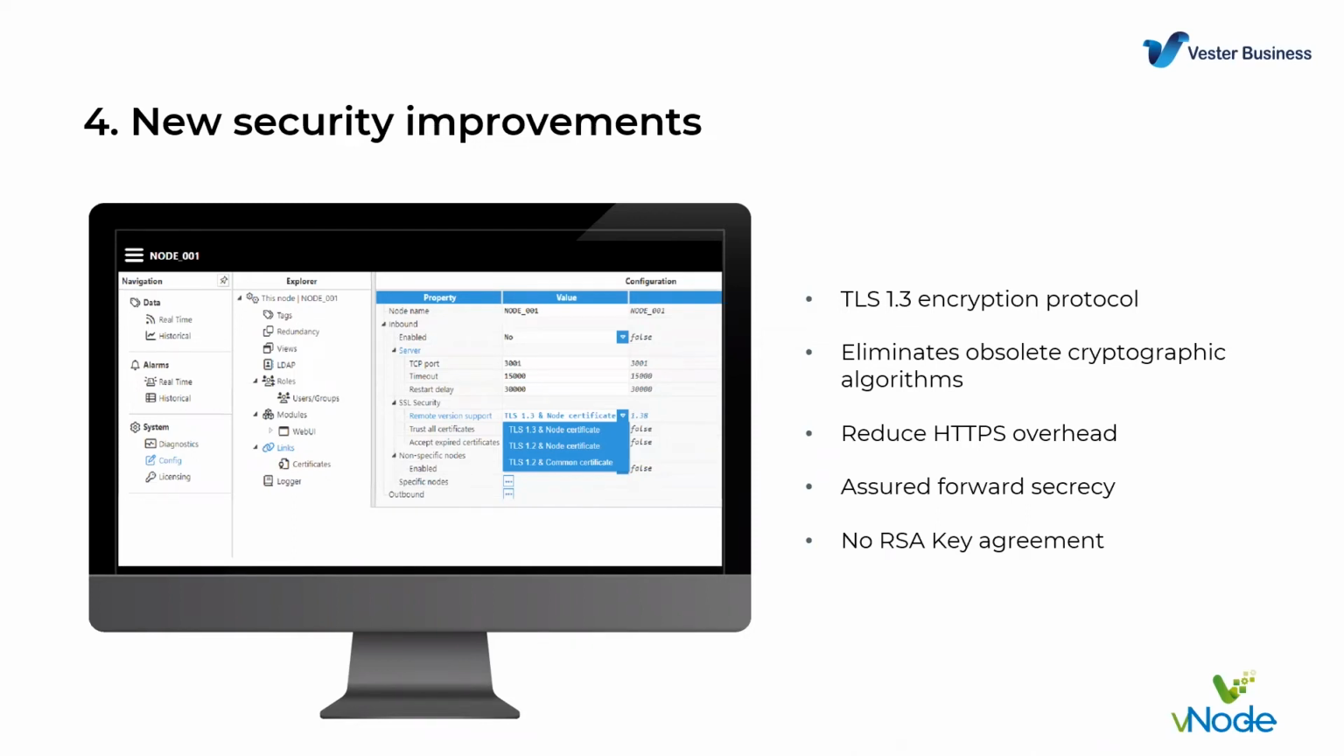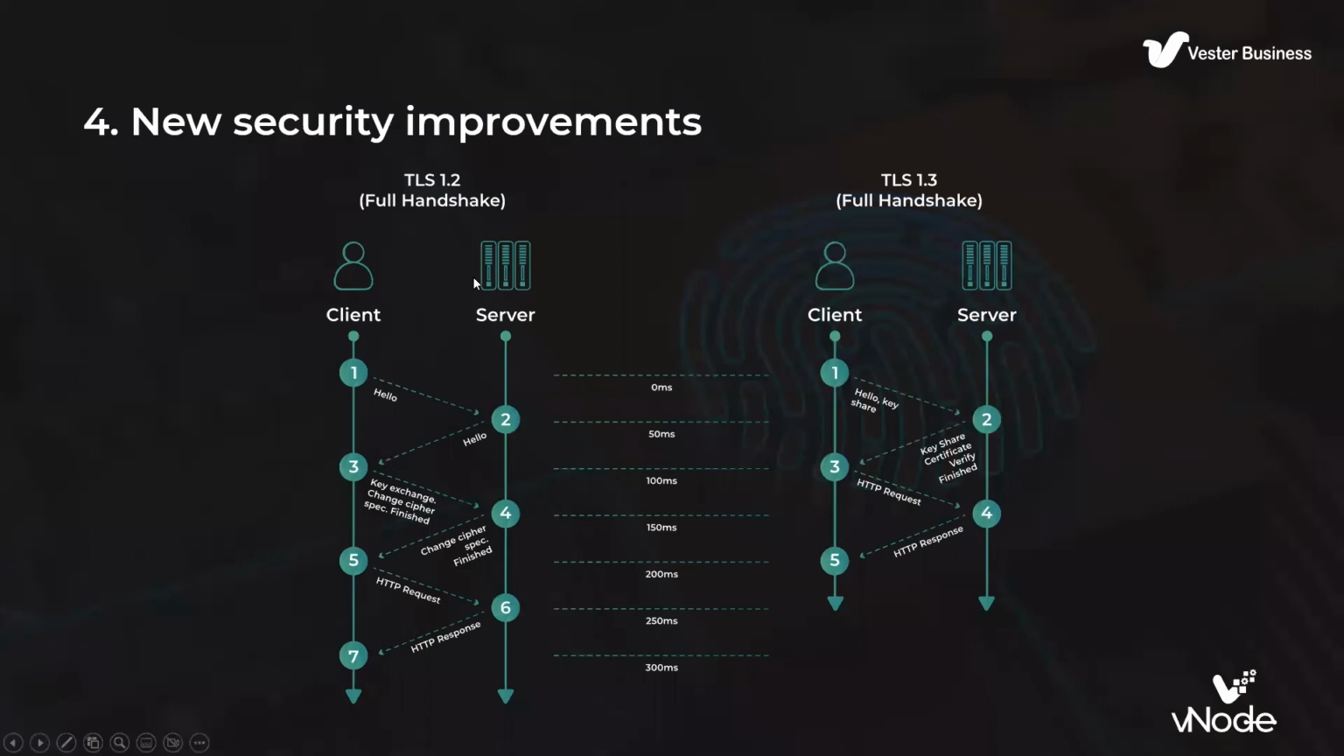So in this case, we have no RSA key agreement. vNode version 1.21 now replaces the RSA key agreement by simplifying the handshake and, of course, reducing HTTPS overhead. Okay, it will eliminate obsolete cryptographic algorithms, and of course, it will work with a better protocol, in this case the latest version, which is 1.3.